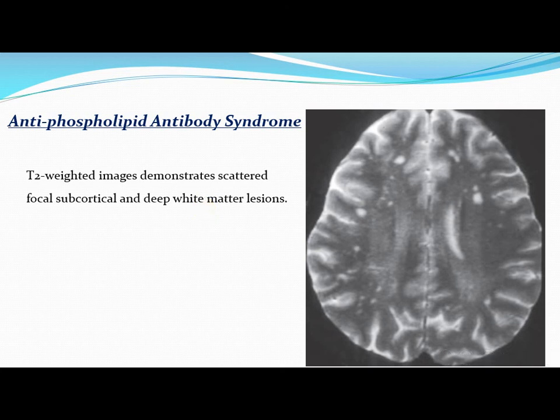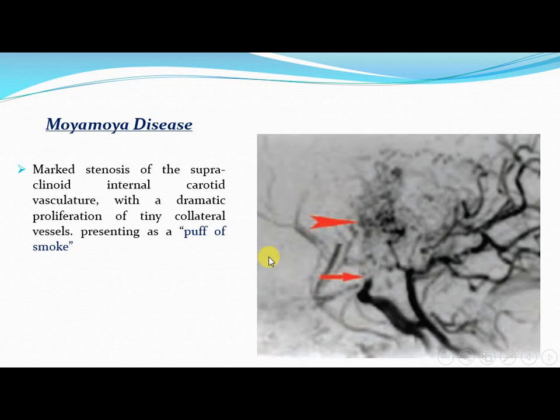Antiphospholipid antibody syndrome: T2-weighted images demonstrate scattered focal subcortical and deep white matter lesions. Moyamoya disease: marked stenosis of the supraclinoid internal carotid vasculature with a dramatic proliferation of tiny collateral vessels, presenting as a puff of smoke.